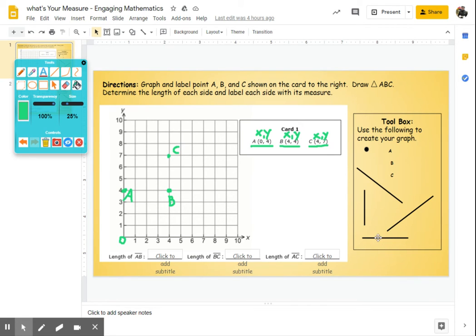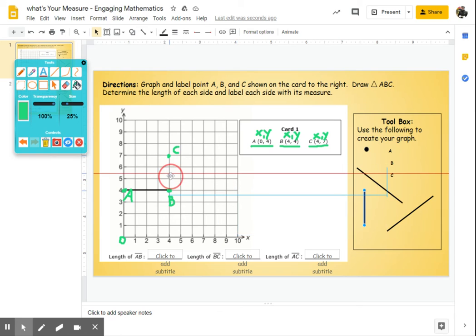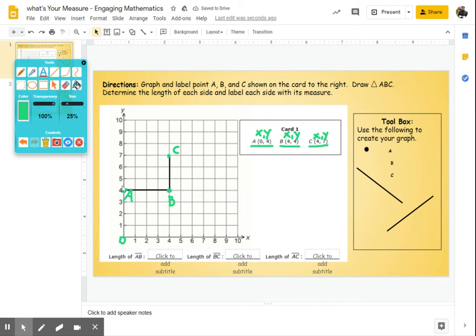So I'm going to take this horizontal line and use that to connect points A and B, right? So A and B, I use that horizontal line. Now let's use our vertical line and connect points B and C. All right, we've got B and C connected. Now let's connect A to C. My diagonal goes up and to the right, so I'm going to use this diagonal piece right here, and we're going to connect A and C. So here's our right triangle.